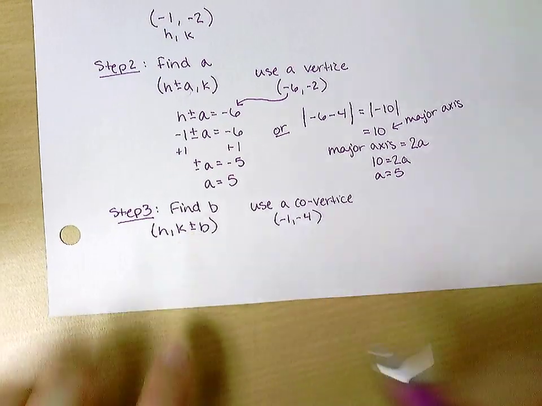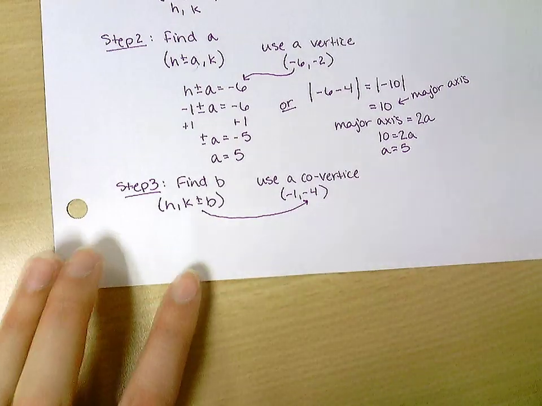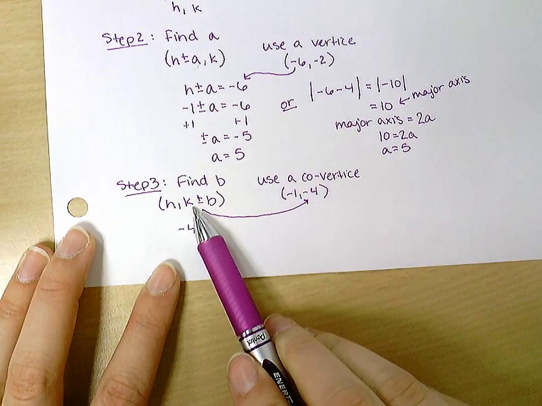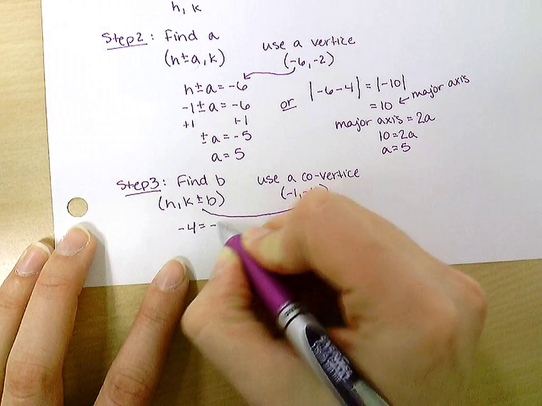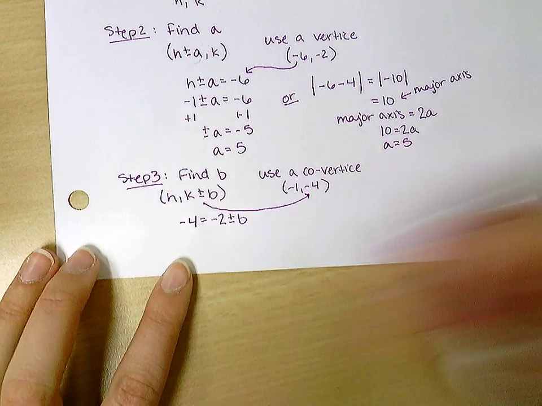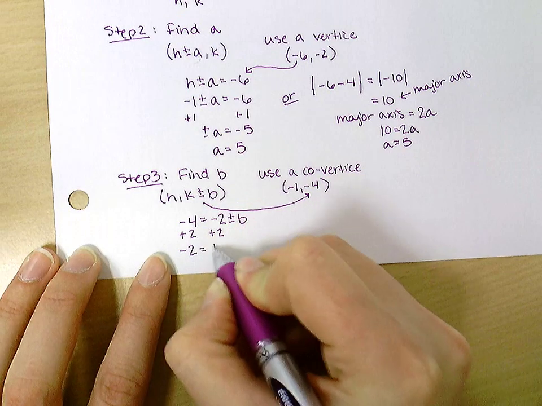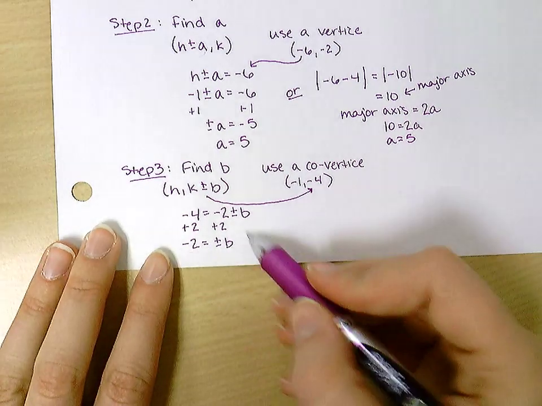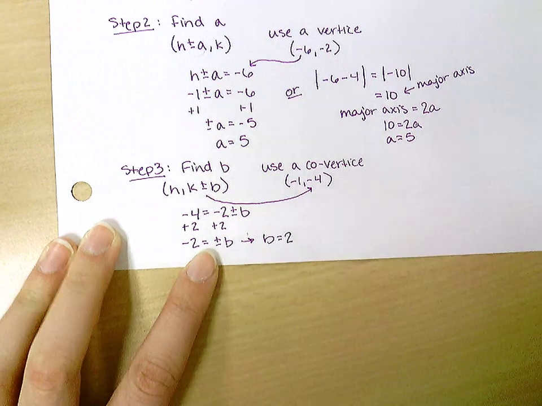So I know this value has to equal that -4. So I would have -4 is equal to k plus or minus b. We know what k is. We found that in our center. k is -2. And then we have plus or minus b. So I would add 2 to get plus or minus b. And again, your a and b values have to be positive. So this would just be b is equal to 2.